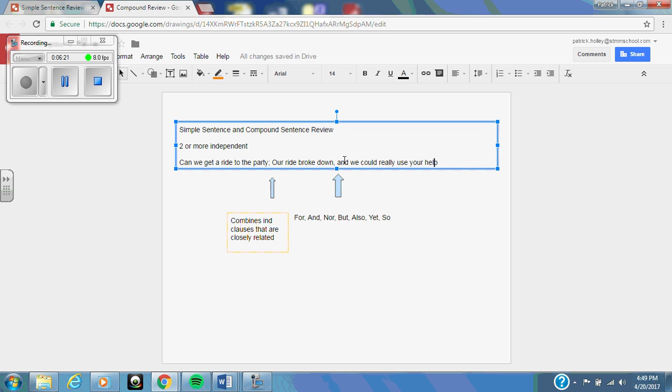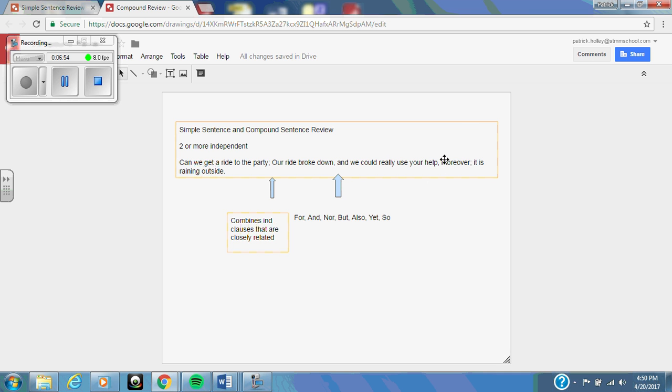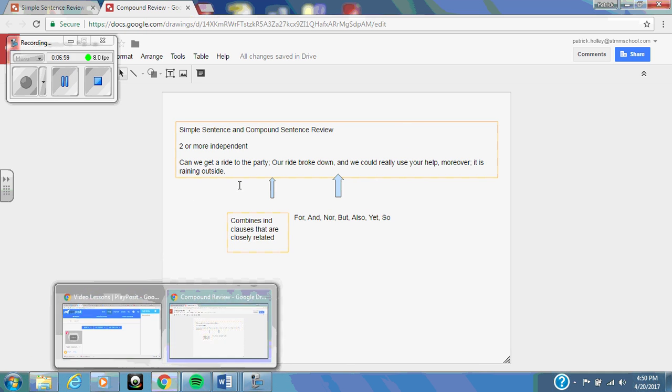If I was going to use it here, it would sound something like this: comma, conjunctive adverb, in this particular instance I'm going to use "moreover," semicolon. Let's say: can we get a ride to the party? Our ride broke down. We could really use your help. Moreover, it is raining outside. So that's one way you can use a conjunctive adverb. I wouldn't really study conjunctive adverbs, but study the way they're punctuated, and you will be able to find them. These are the three ways that we generally find compound sentences.